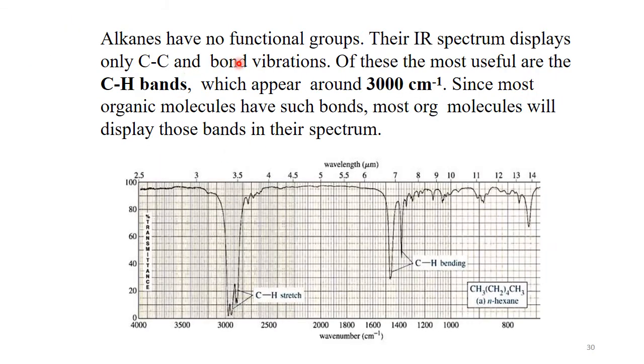Alkanes have no functional group. Their IR spectrum displays only C-C and C-H bond vibrations. Of these, the most useful are the C-H bands, which appear around 3000 cm⁻¹, as shown here, the C-H stretching. Since most organic molecules have such bonds, most organic molecules will display those bands in their spectrum.